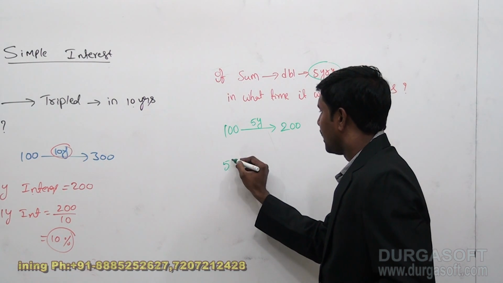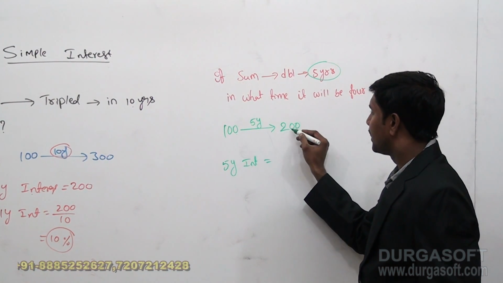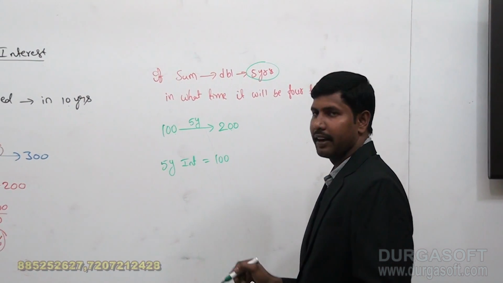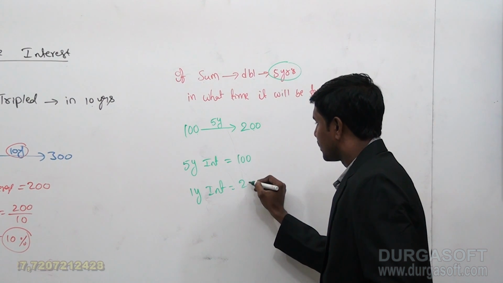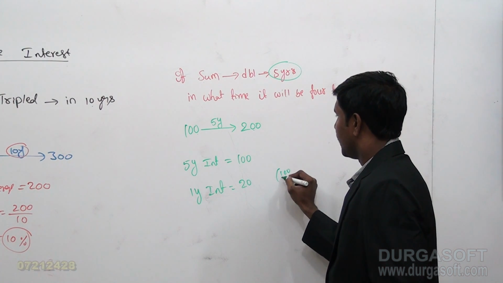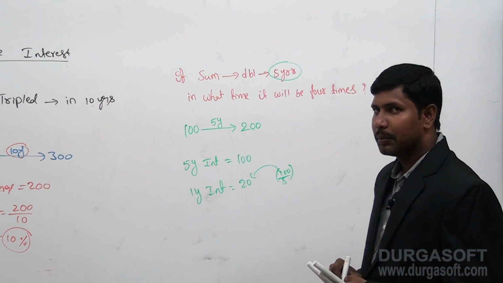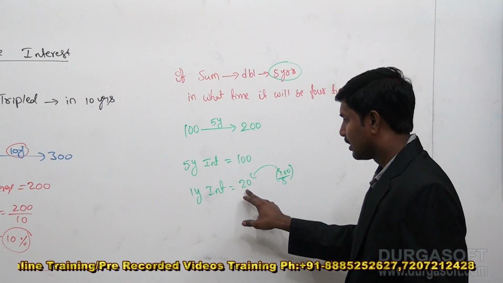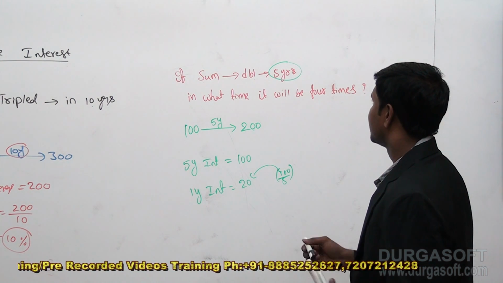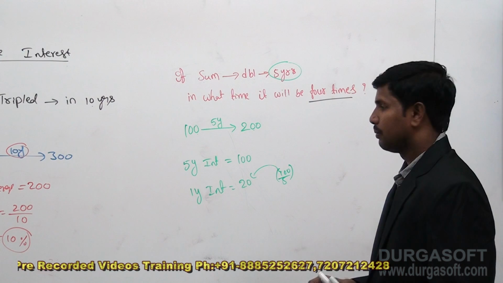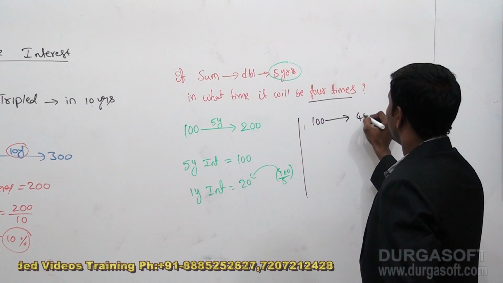That means in 5 years the interest we are adding is equal to 100 rupees, 100 become 200, means 100 rupees interest added. So in 1 year the interest we are getting is simply 20. Why? 100 by 5 is getting this value. So in 1 year we are paying 20 rupees interest, but I am not asking that interest of 1 year or rate of interest. The value I want is in what time it will be 4 times. So to get 4 times, 100 has to become 400.